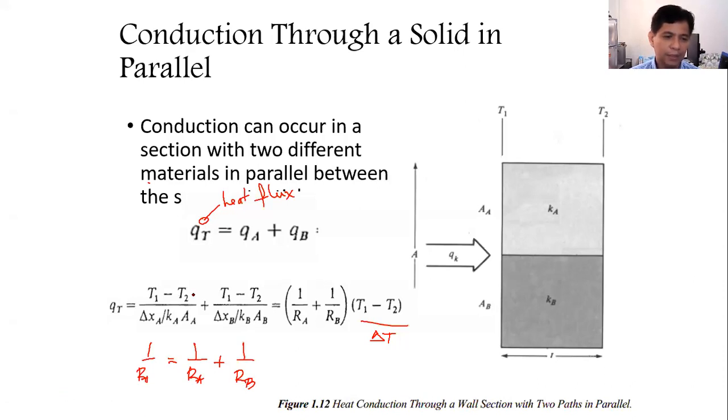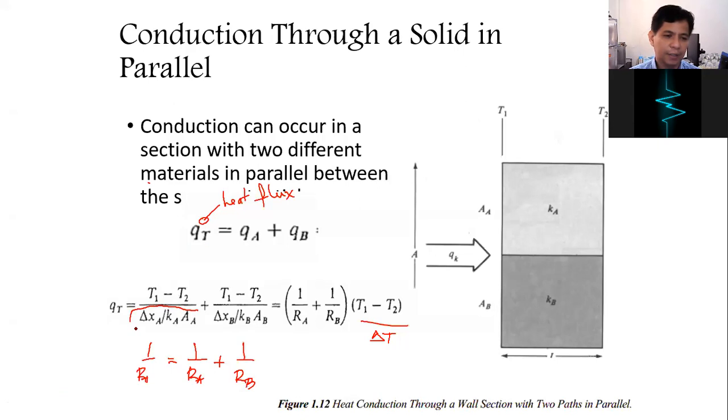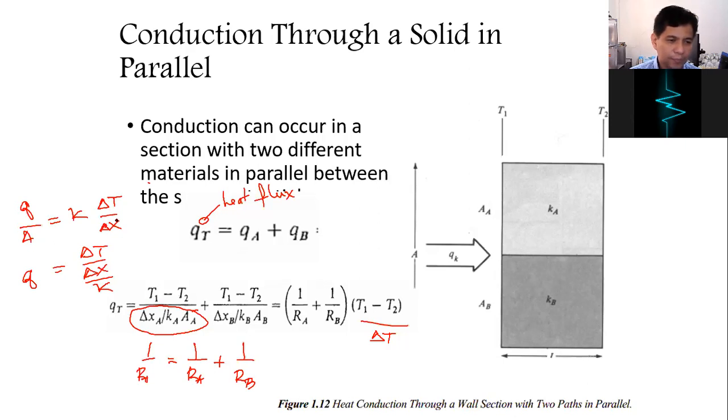The one below is just our definition of R: delta X divided by K, and actually times A, because our actual Fourier equation is Q over A equals K delta T over X. So if you transpose the A to the other side, so only Q remains here, and you put K underneath, you will have delta X divided by K, and the A, when you cross multiply, goes to the top, together with K.